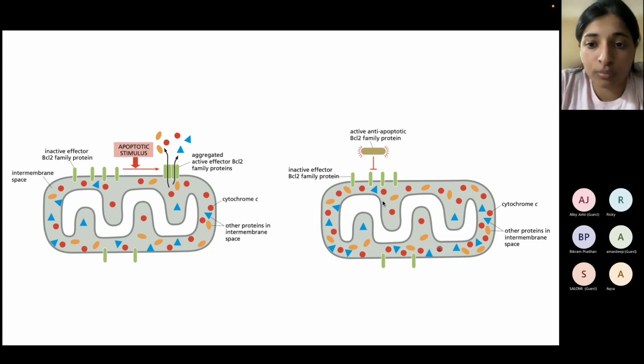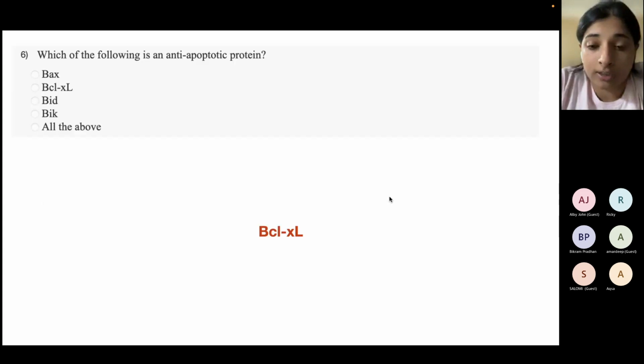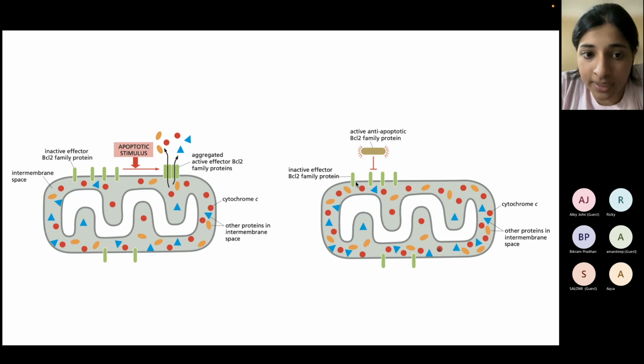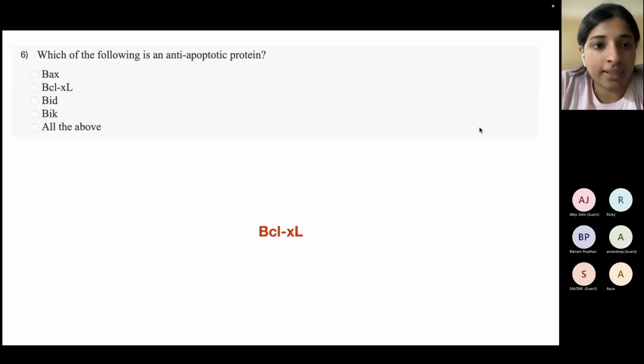So this anti-apoptotic protein is the BCL-XL protein that we've seen, and this prevents the dimerization of the protein known as BAK. So it prevents the dimerization of BAK, which means that cytochrome C is not released into the cytoplasm, which means that apoptosis is not initiated. So BCL-XL is an anti-apoptotic protein.